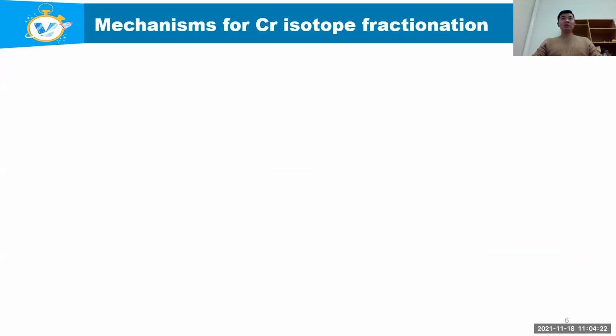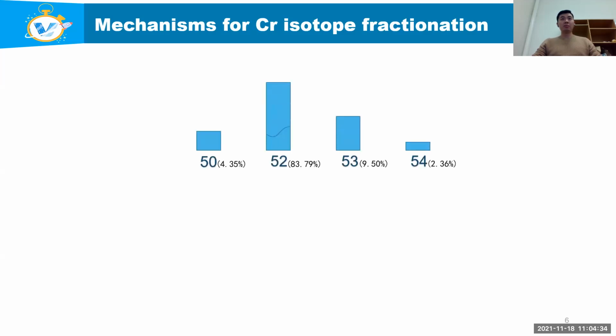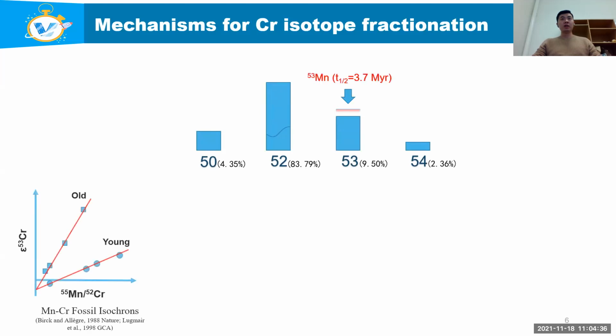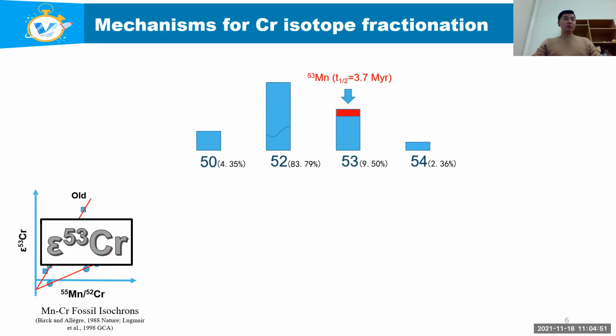I'm mainly working on chromium isotopes, so I must explain how chromium isotopes work. Chromium has 4 isotopes, and their abundances are as the numbers show. The first mechanism is radiogenic: 53 manganese decays to 53 chromium with a half-life of 3.7 million years. Here we use epsilon 53 chromium to represent the radiogenic chromium isotope.